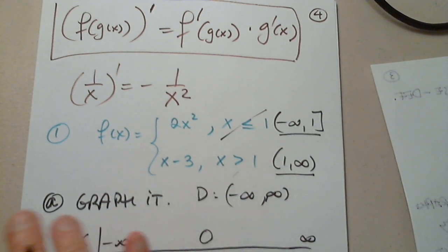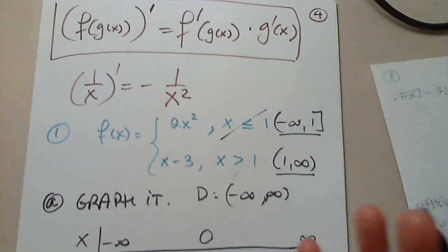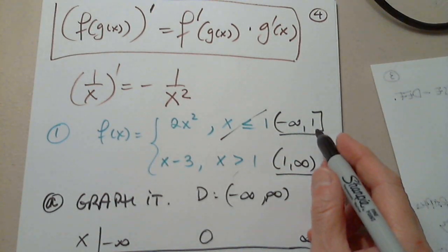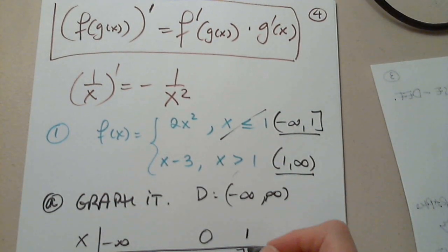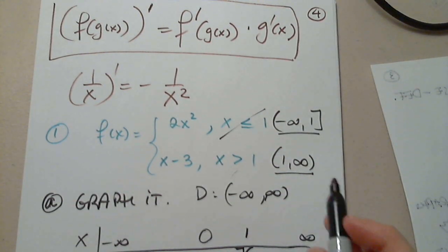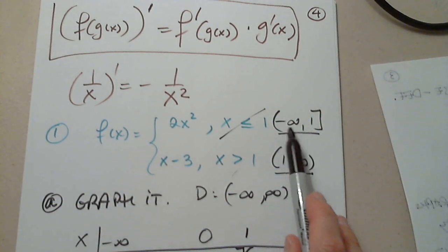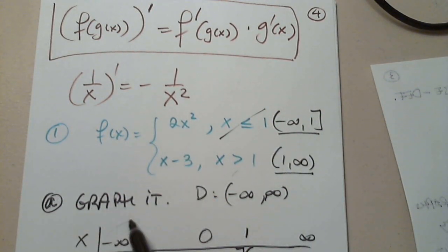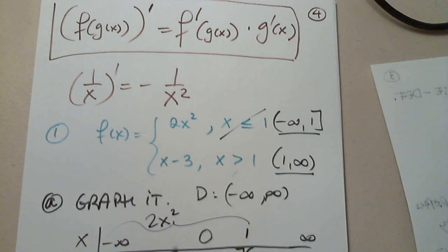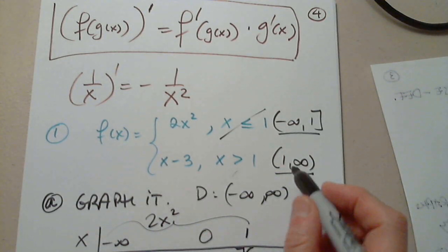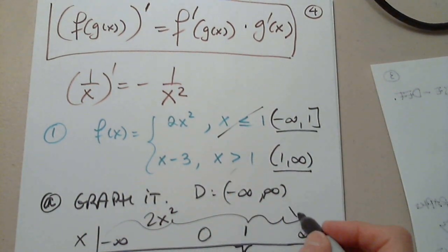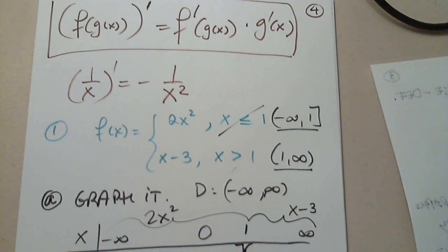0 must be in the table no matter what, unless it's undefined, but 0 has to be there. 1 has to be here because I have a bracket to the left and a parenthesis to the right. To make sure that this is not twisted, from negative infinity to 1, I will write myself a note: make sure you're using 2x squared. For the other one, don't forget, use x minus 3. I plug in 0, I get 0. I plug in 1, I get 2, and I write it inside the bracket.